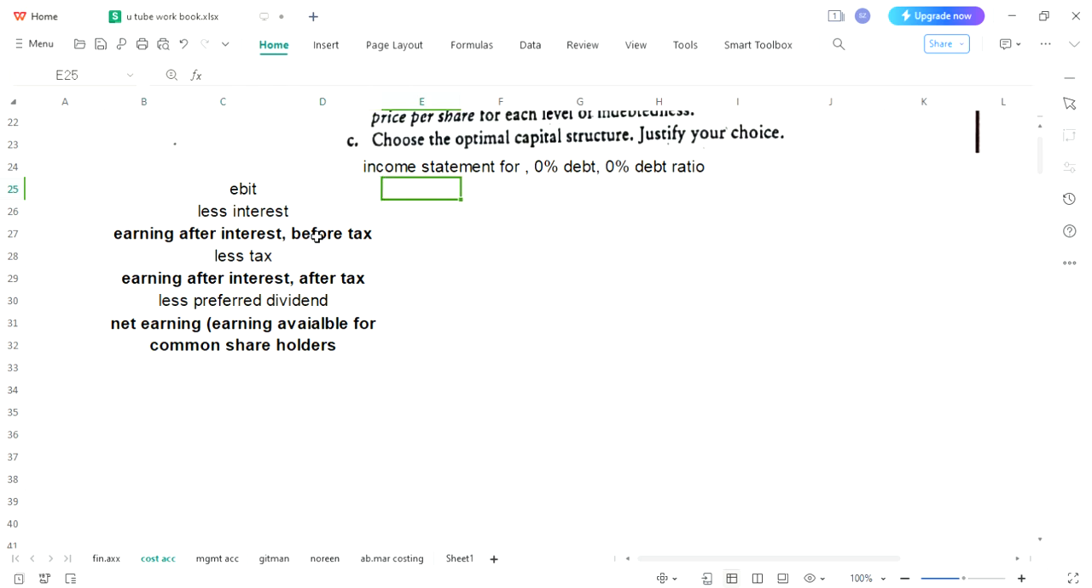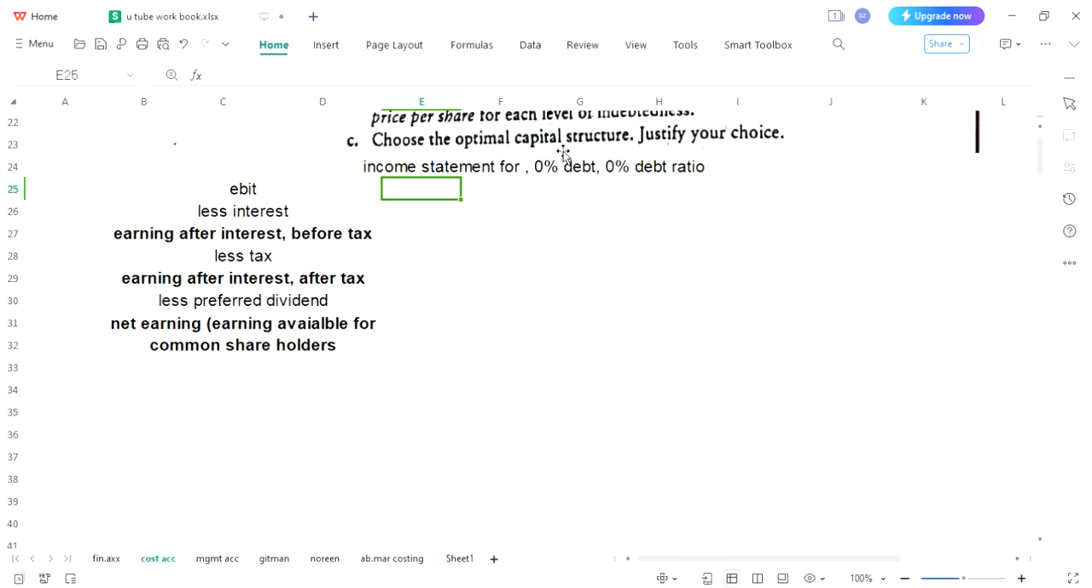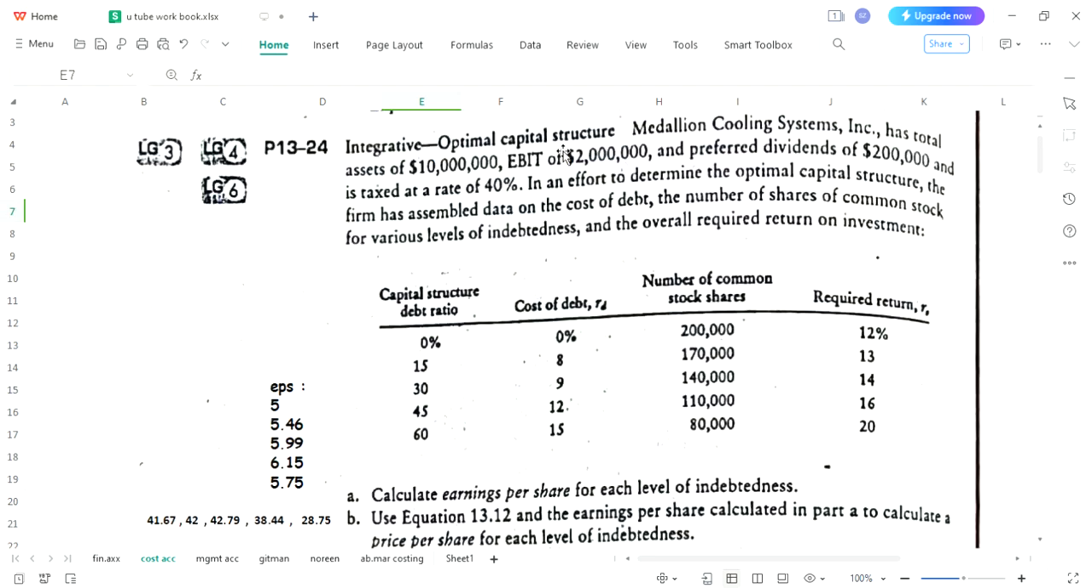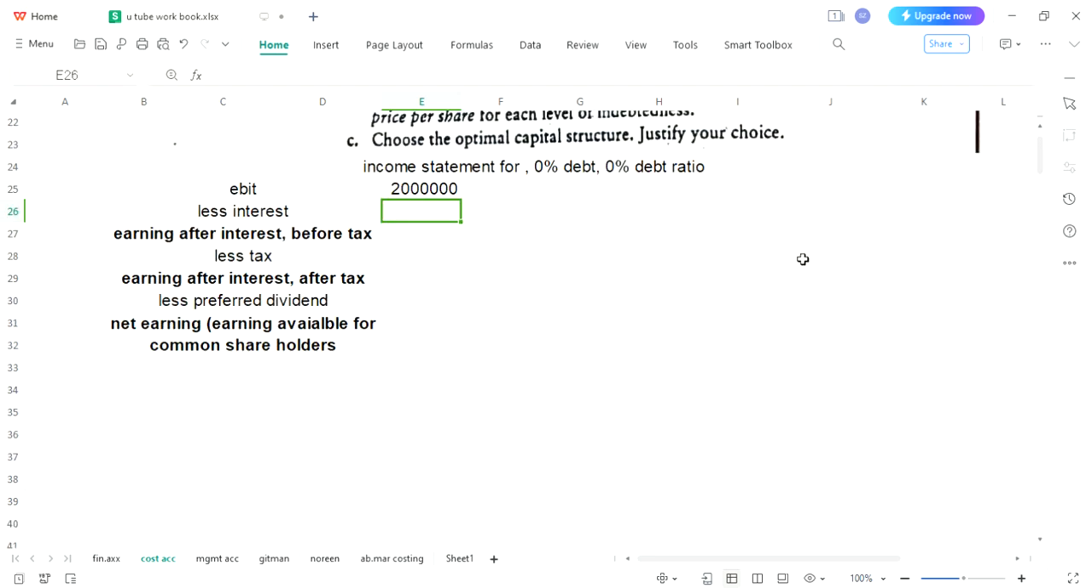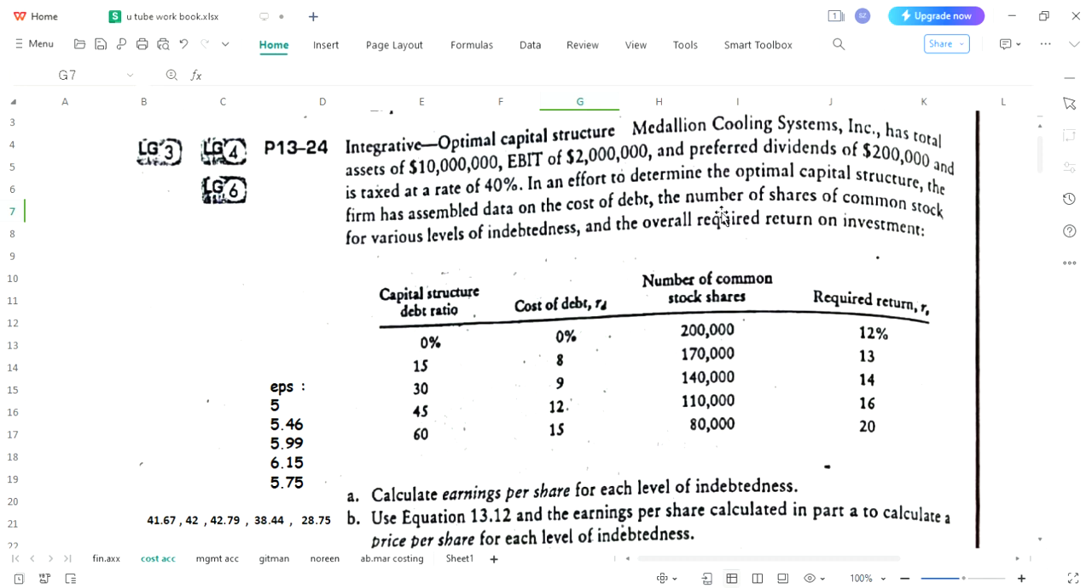Now let's put in the amounts. EBIT is given in your question over here. EBIT is 2 million. So just put 1 2 3, 1 2 3. 2 million was your EBIT. Interest, that is why I had said to you that interest requires little calculations. First of all, you will have to understand what this debt ratio is. Capital structure debt ratio means your debt is 0% in the capital structure.